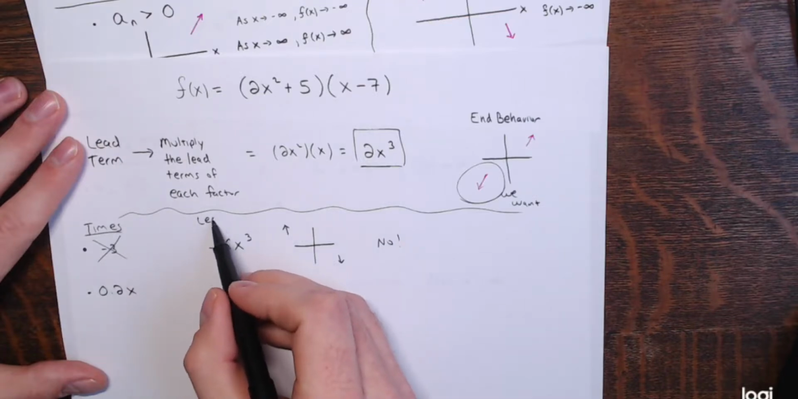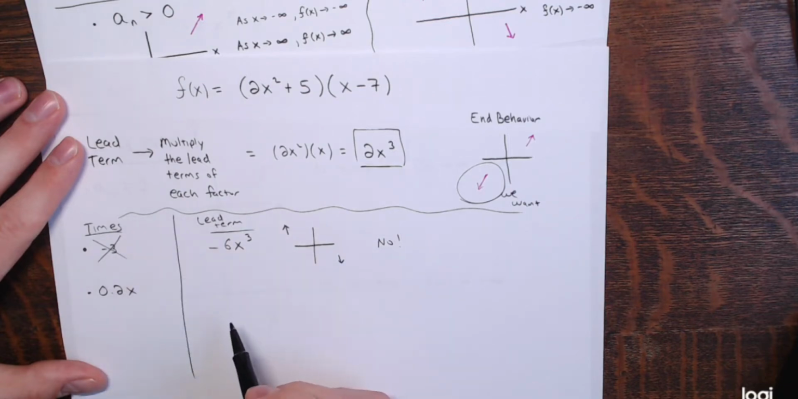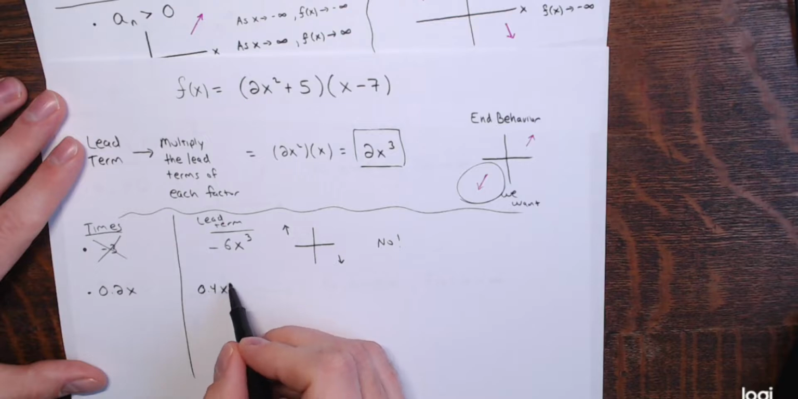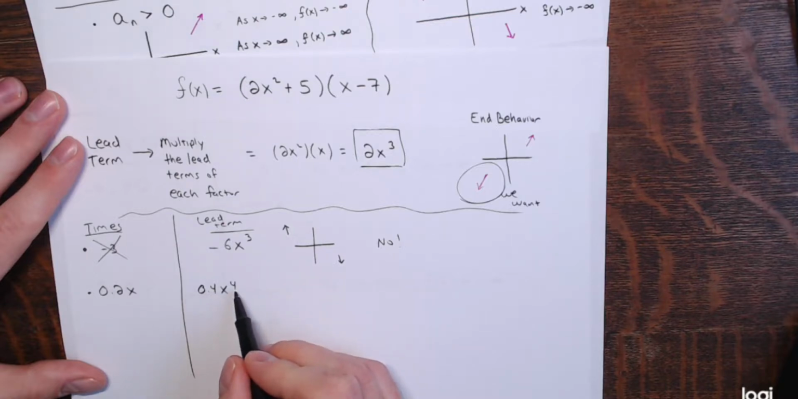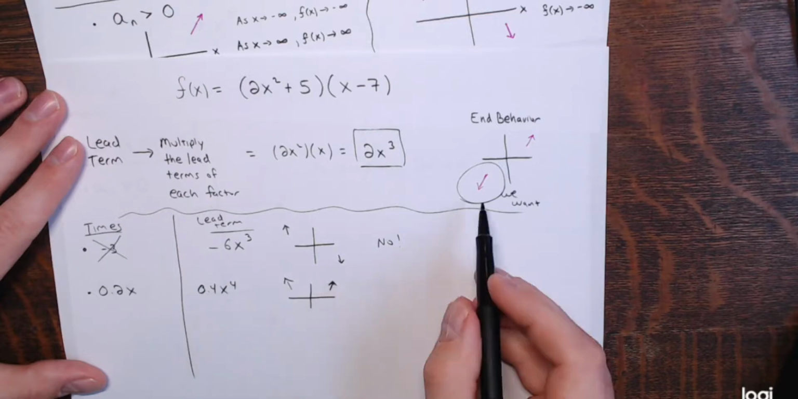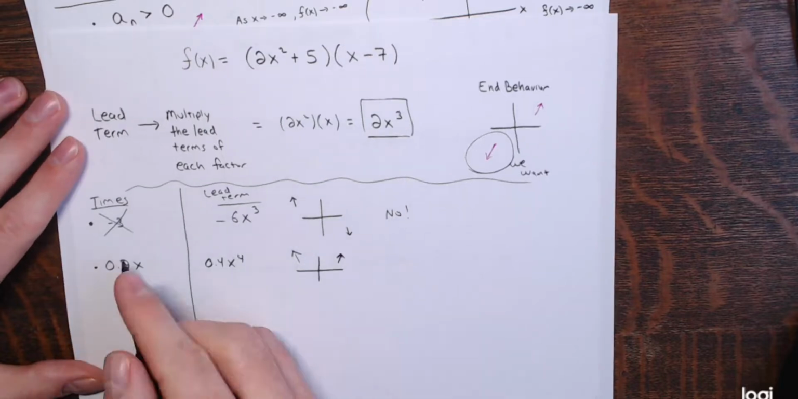Maybe I'll write lead term here, make a little table. Multiply, that'd be 0.4x to the fourth. So I have an even degree, positive lead coefficient. That'd be going up on both ends. It's not what we want. I don't want to go up to the left. I want to go down to the left. So not that either.